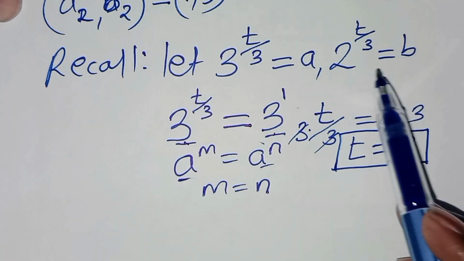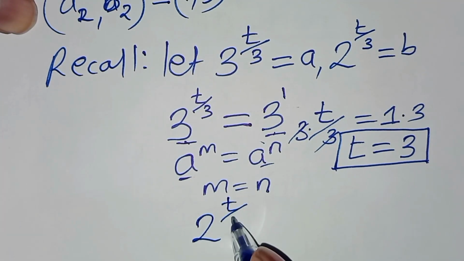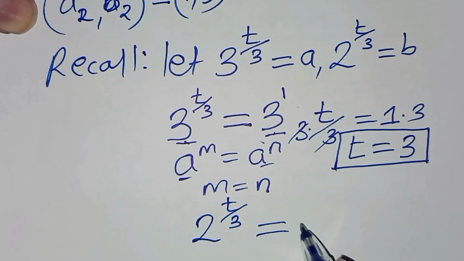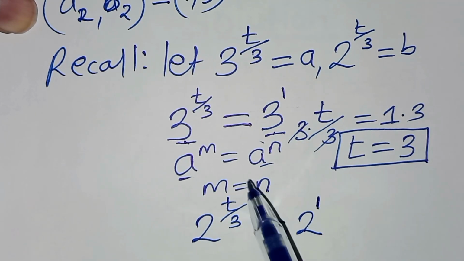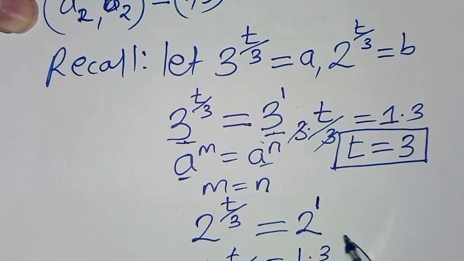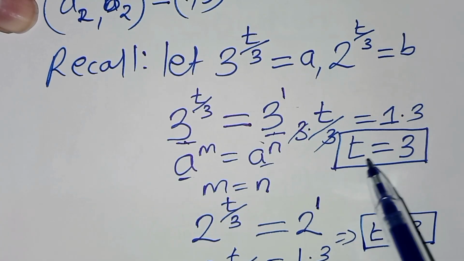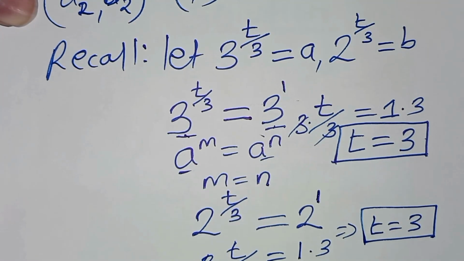Now let's solve for 2. We have that 2 raised to power t divided by 3 is equal to 2, and 2 is raised to power 1. Applying this exponent property, it follows also that t divided by 3 is equal to 1. We multiply both sides by 3, and this also confirms that t is equal to 3. So t is equal to 3 in the first case.